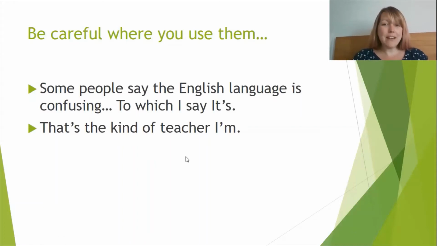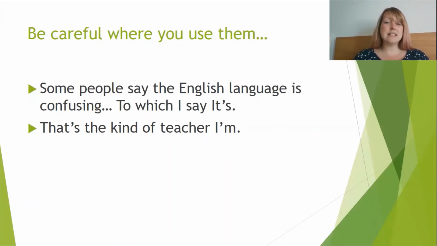However, if you have a look at this sentence here, some people say the English language is confusing, to which I say it's. Now in this situation, the it and the is has been contracted down to it's. But if you read it, it just does not make sense. It sounds like a load of gobbledygook. So in this situation, it and is has to be separate words. Some people say the English language is confusing, to which I say it is. You can't make them into one word, it's. It just doesn't make sense.